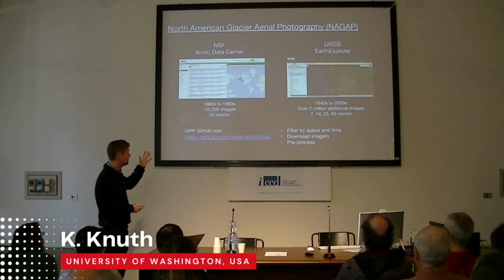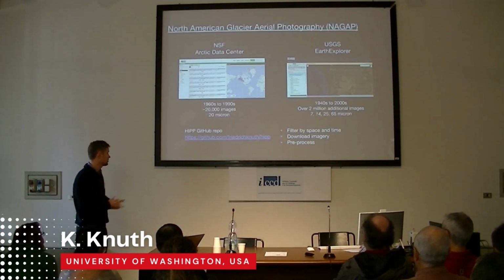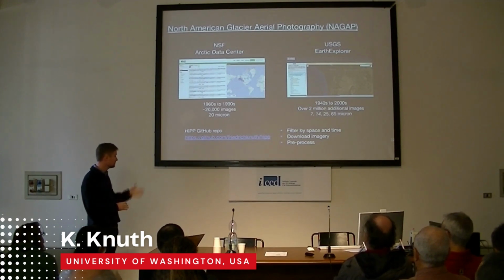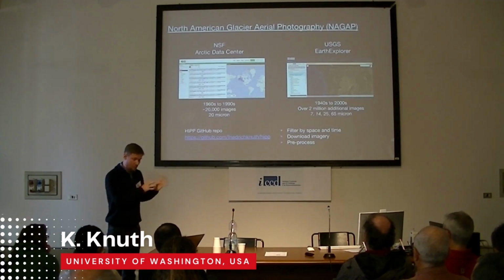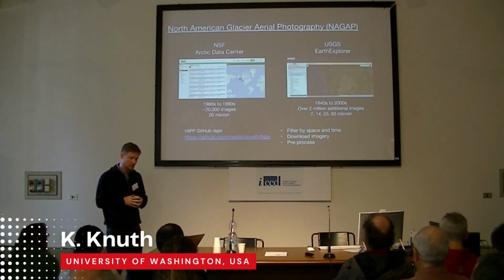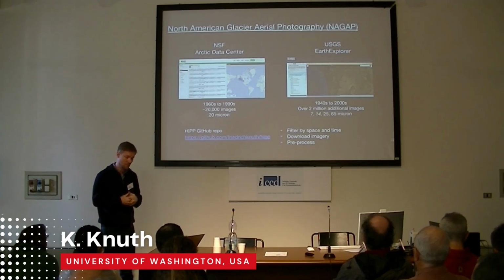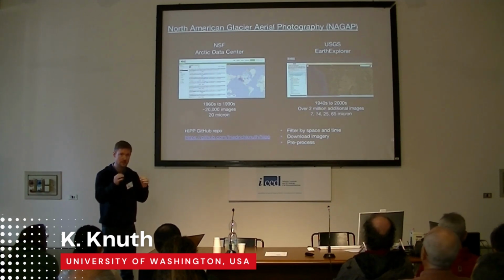And so to work with these archives, I developed the HIPP, the Historical Image Preprocessing library. All the code is available online. It allows you to filter by space and time, download the imagery, and preprocess. And right here, I would just like to say that when you're providing these data, these cloud-optimized formats are really, really helpful. So why are they helpful? They allow you to do byte range requests for the data, so you don't have to pull all the images down locally.